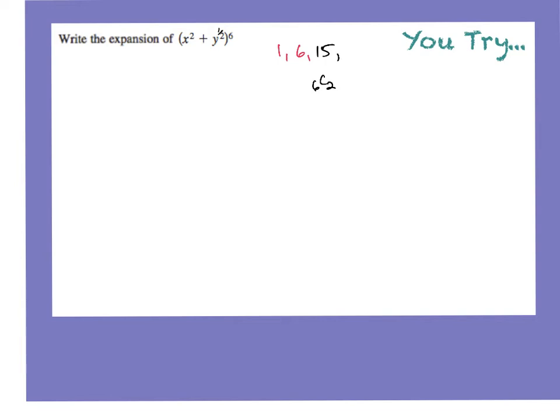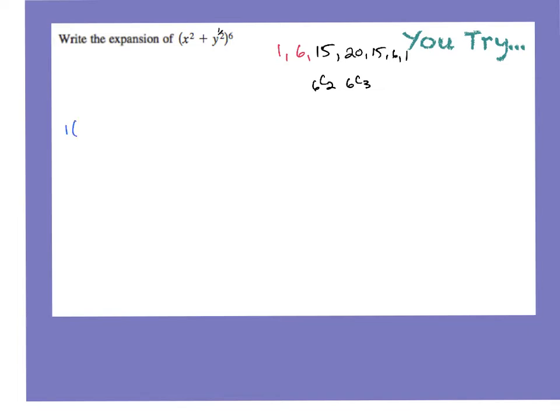15. And then we need our fourth one. Well, let's say we don't remember our fourth one. How do we get it? 6 combination 3. All right, so 6 combination 3 ends up being 20. Now we should be kind of on our downward slope. We end up with 15, and then 6, and then 1. So now we're ready to expand this thing.